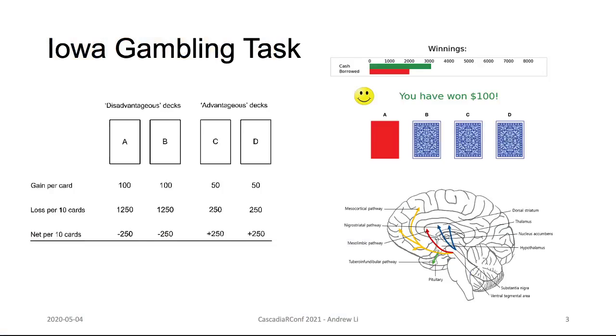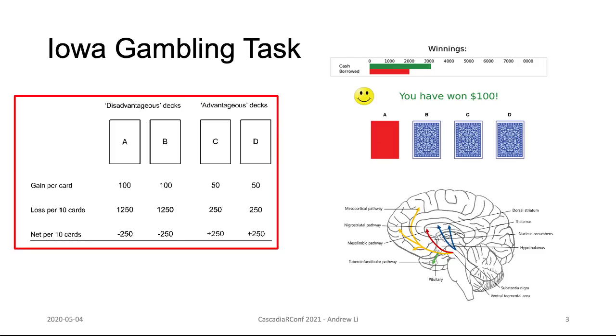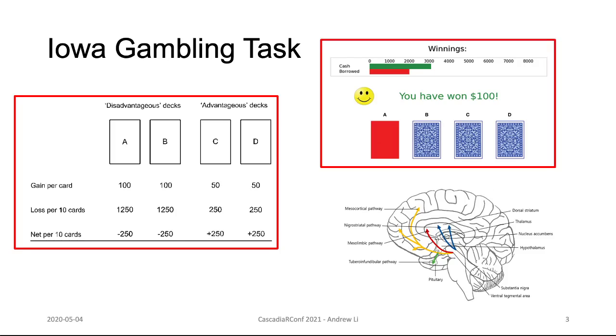In the mid 90s, Antonio Damasio and Antoine Bechara created the Iowa gambling task, designed to simulate real life decision making to understand the neural basis of risk reward decision making. This is a payoff scheme for the IGT. This is the user interface for the task.